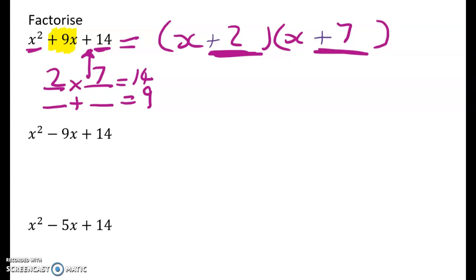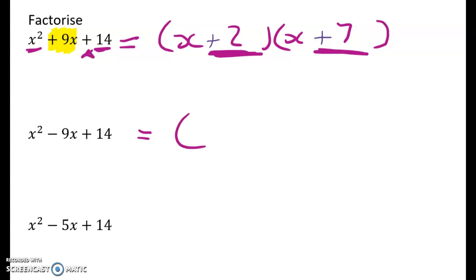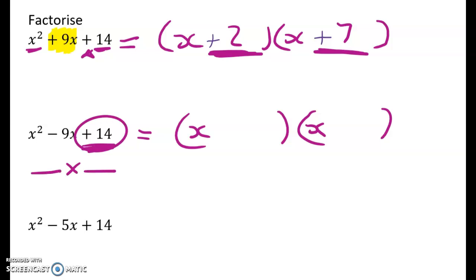Moving to the next one, I've just changed it a tiny bit. We've got x squared minus 9x plus 14. So we'll have x times x, two numbers that multiply to give me 14, but add to give me negative 9. So here I need to have a negative times a negative.